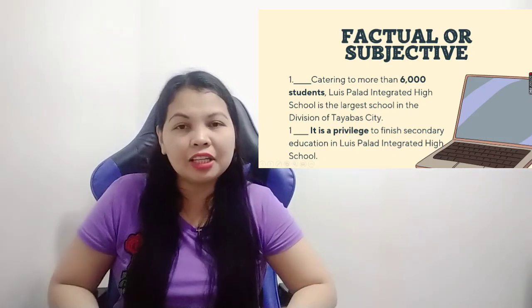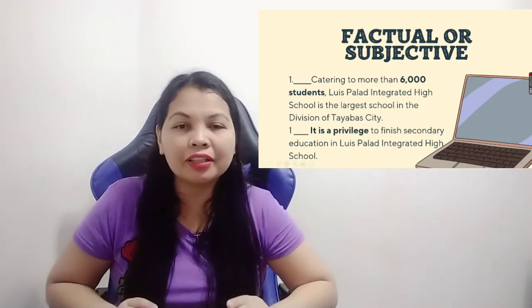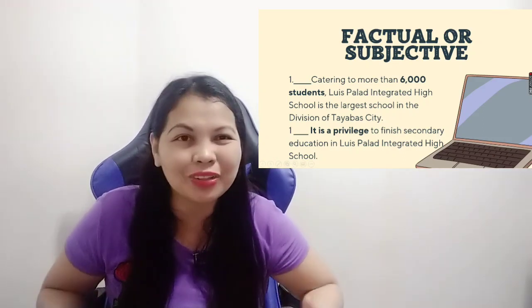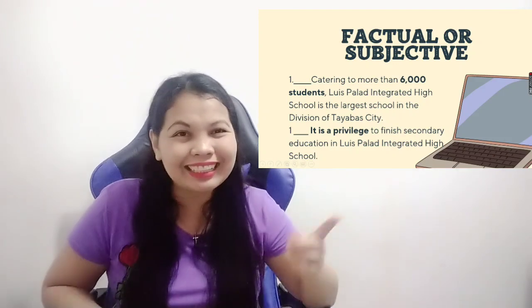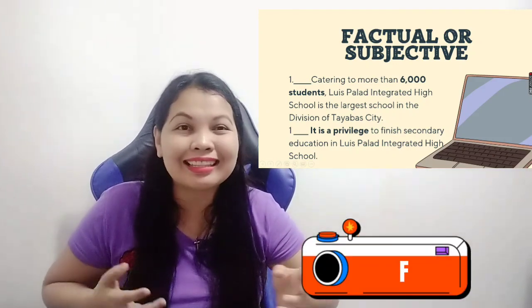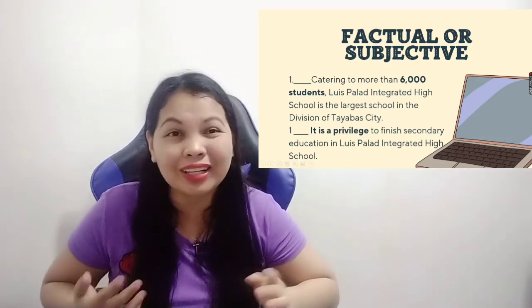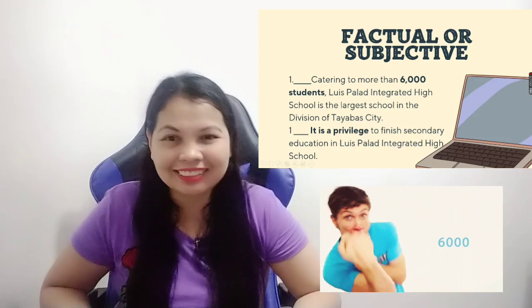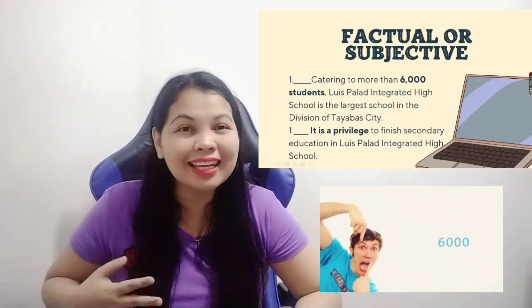The first statement, catering to more than 6,000 students. So we have 6,000 students. So what is your answer? Very good. That is F. That is factual. There is data. There is a figure. And what is the figure? We have this 6,000. There you go. And the second sentence, that is subjective, or letter S.